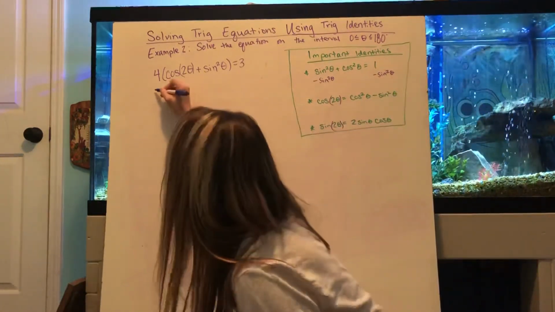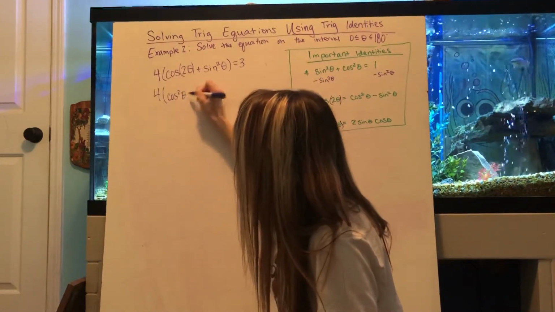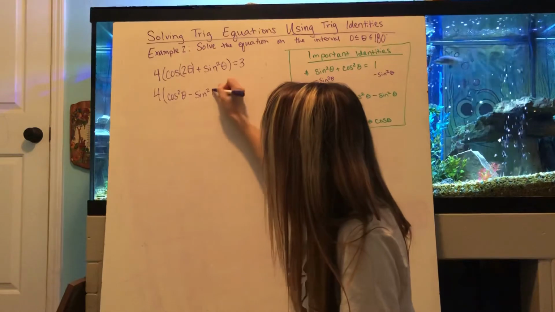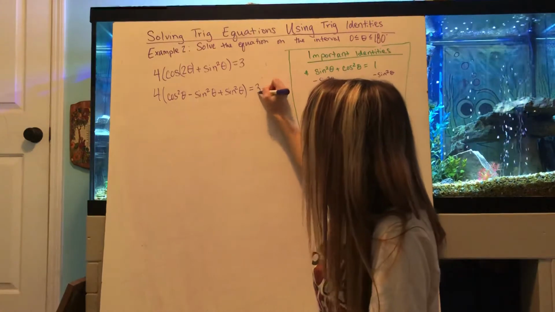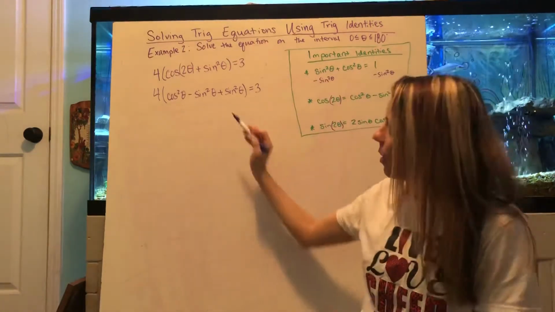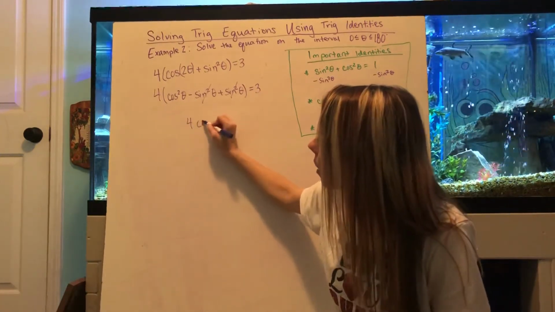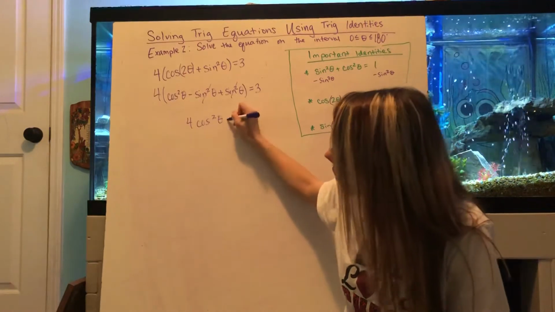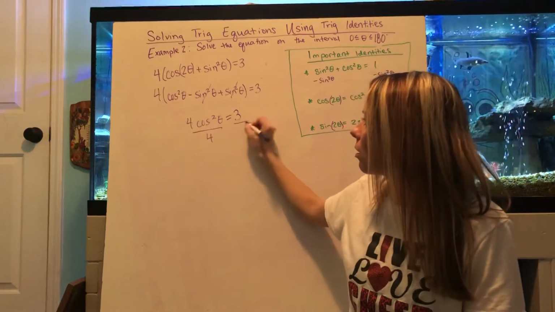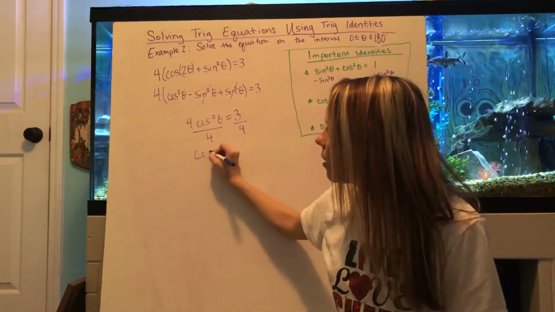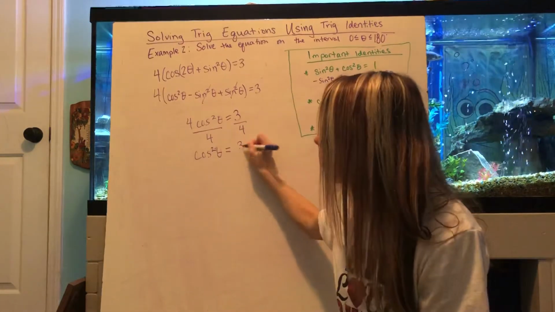So we have 4 times cosine squared theta minus sine squared theta plus sine squared theta equals 3. Well, this is pretty because now the sines cancel. So I've got 4 cosine squared theta equals 3. Divide both sides by 4. So cosine squared theta equals 3 over 4.